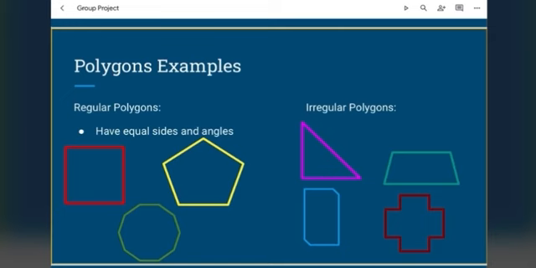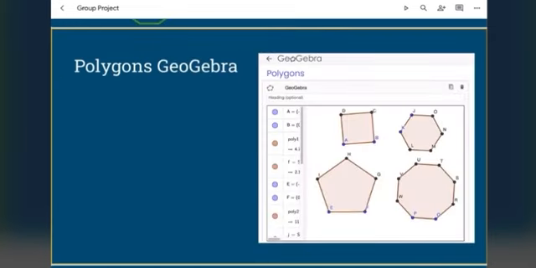So let's do polygons on GeoGebra. If you're trying to draw a regular polygon on GeoGebra, it is really easy because you have a tool called the regular polygon tool. By selecting 2 vertices, it will give you an option to put how many sides you want, and it will just create it for you. Or you can just use the polygon tool and select all the vertices that you want, and it will create a polygon for you.